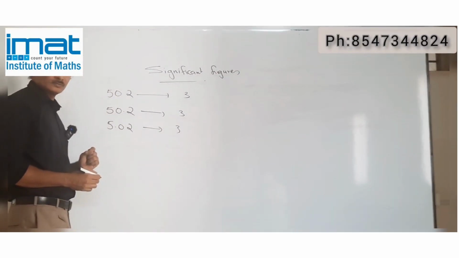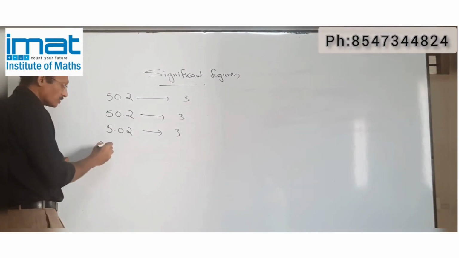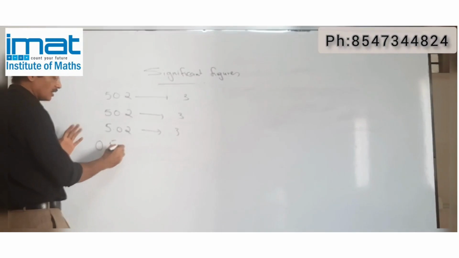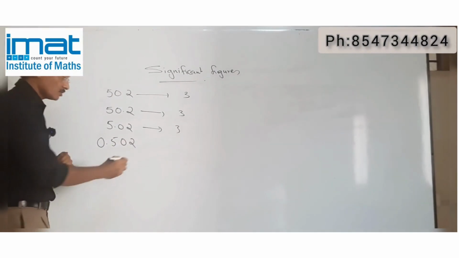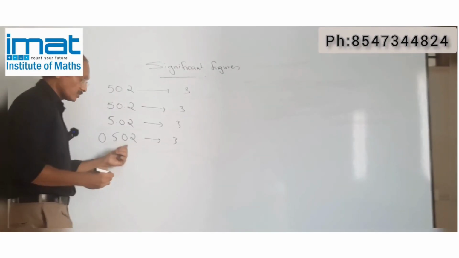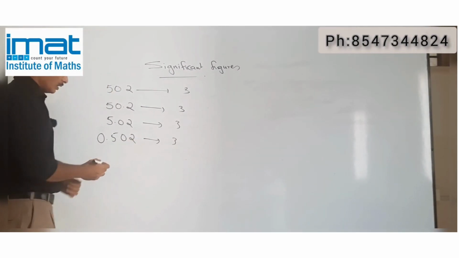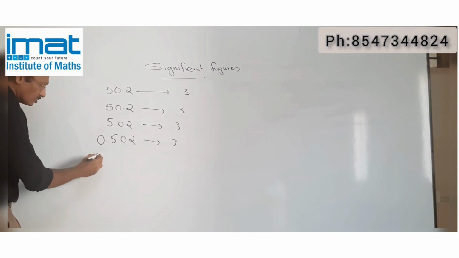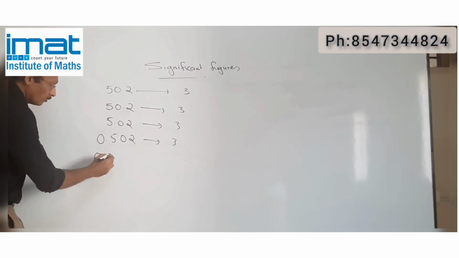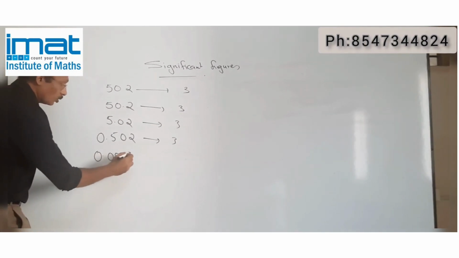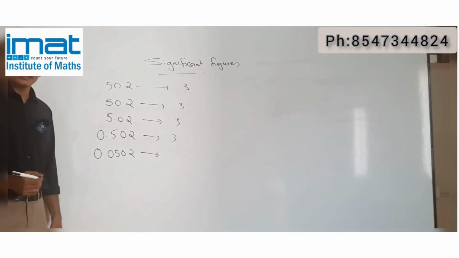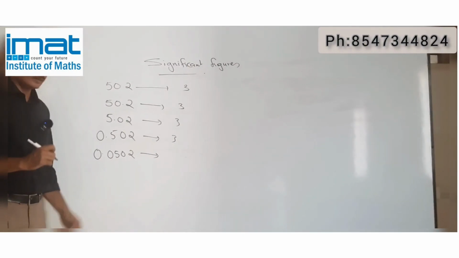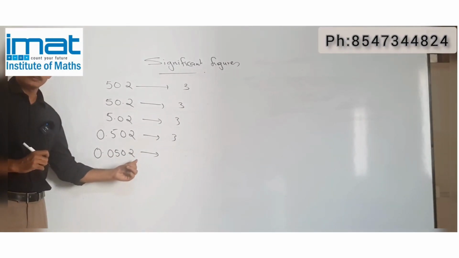502. And my question again, how many significant figures are there in 0.502? The answer is 3. 502. See this one, 0.0502. How many significant figures are there in this? The answer is 3. 502.